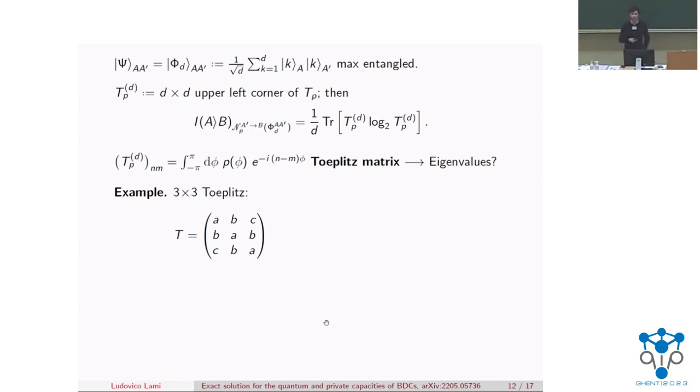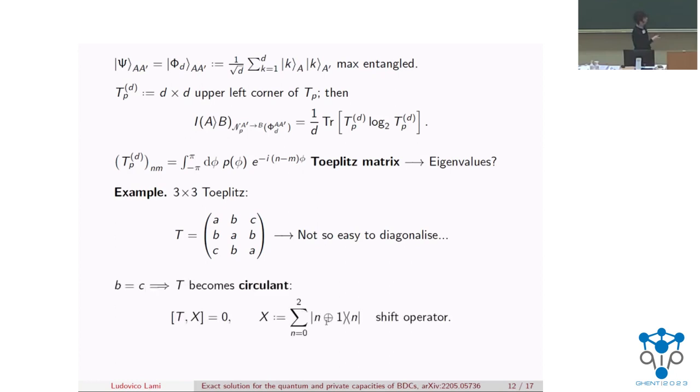How do you diagonalize this one? It can be done for this special example, but it's not that simple in general. Toeplitz matrices are not that easy to diagonalize. But there is an assumption that can make our life much easier, which is the observation that when B is equal to C, in this special case, the matrix becomes circulant. What does circulant mean? It means that it commutes with the shift operator, the one that shifts the basis elements by one in a cyclic way, and T commutes with it.